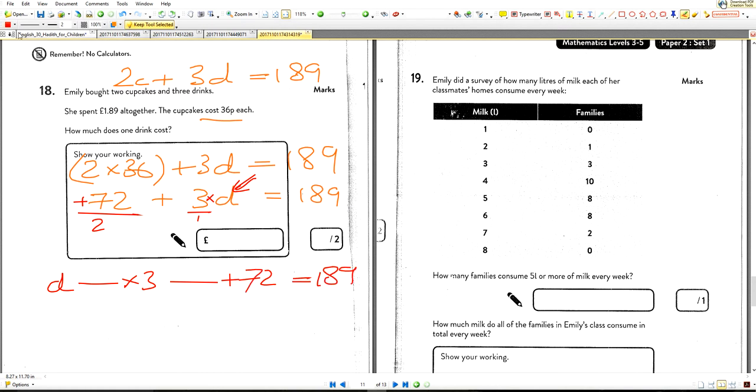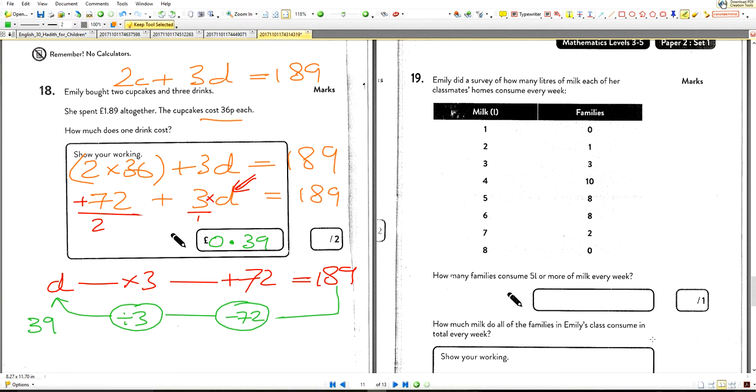And then we learned in our previous video that we need to reverse this. So we go back: opposite of add 72 is minus 72, opposite of times by 3 is divide by 3, and that will generate the value of d. If we do 189 minus 72, and then divide by 3, that will give us an answer of d as 39. We write the answer as 0.39 because it needs to be given in pounds. So that's £0.39. This is what we learned in one of our previous videos, just recently uploaded on 2-step solving algebra.